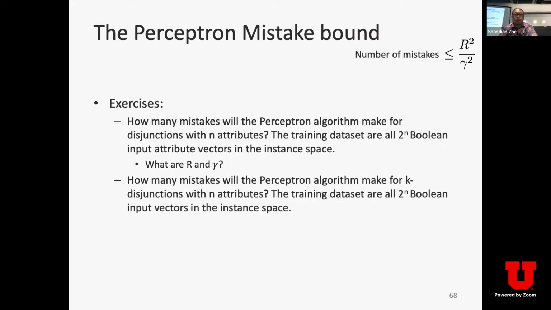To deepen our understanding of the perceptron mistake bound, I want to do a few exercises. For example, if you are asked to learn a linear classifier to separate the Boolean input feature vectors, how can we construct R and gamma and then construct the upper bound? This will help us understand the behavior of the perceptron. For example, how many mistakes will the perceptron algorithm make for k-disjunctions with n attributes, where the training set is all Boolean feature vectors in the instance space?